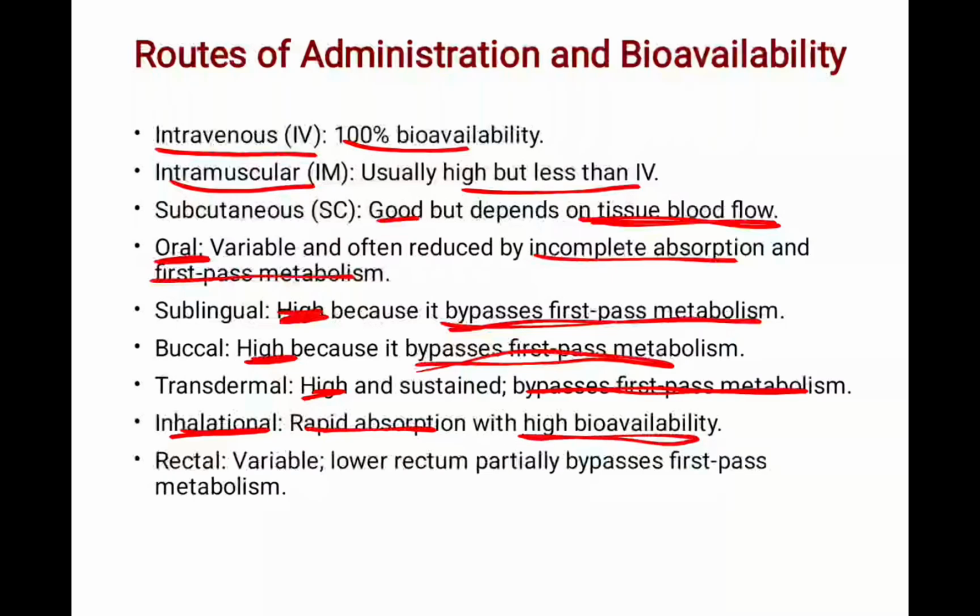We have rectal, which is variable and lower. There's a partial bypass of first pass metabolism, about 50% compared to absorption in the intestine. So for the rectal route, there's a variable bioavailability.